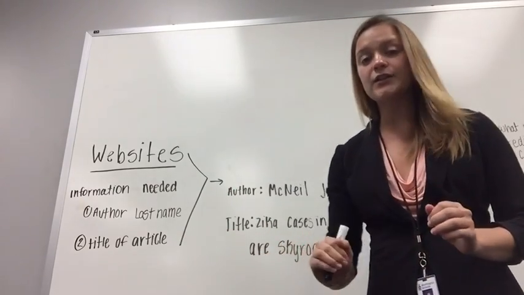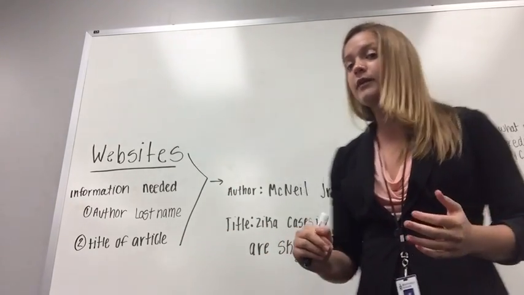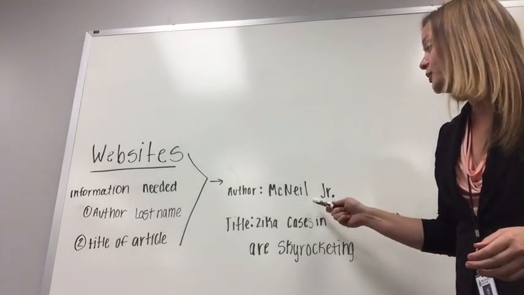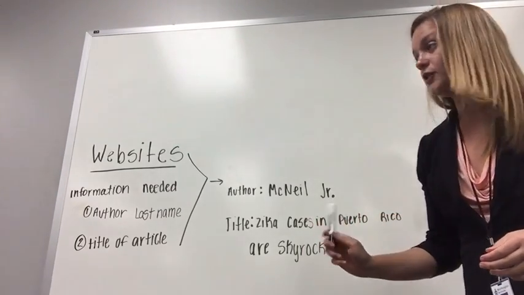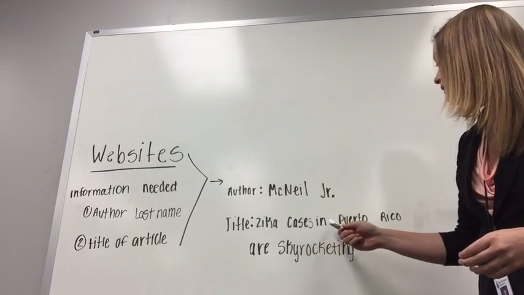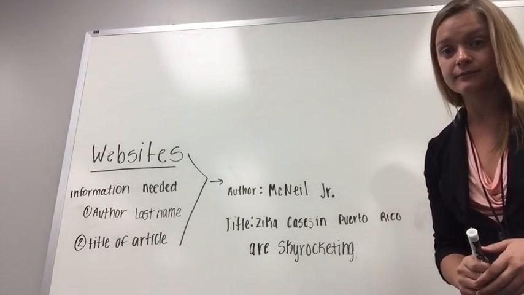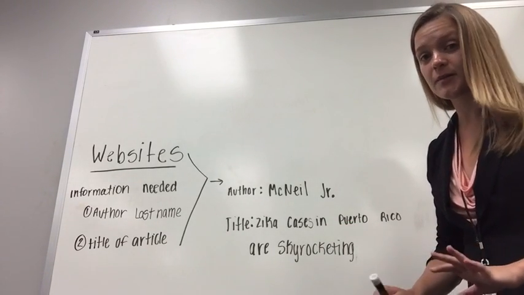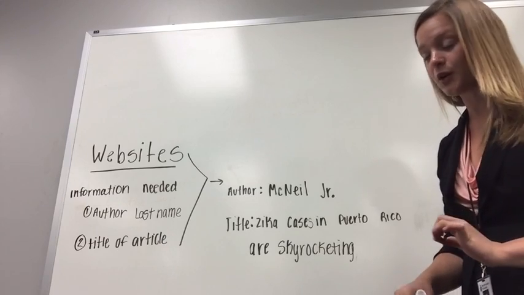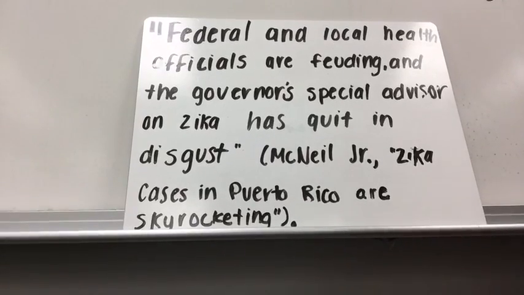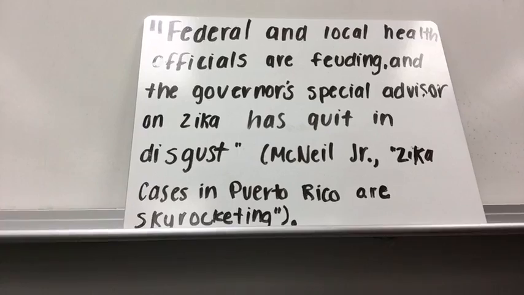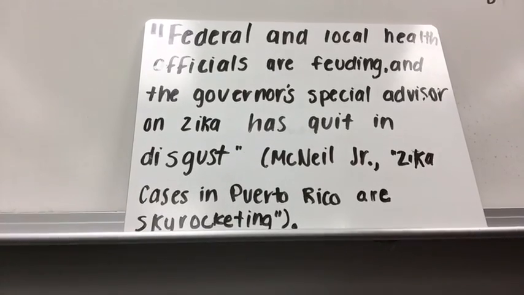So, I had a student who turned in an article where the author's last name was McNeil Jr., and the title of the article was "Zika cases in Puerto Rico are skyrocketing." That's it. That's all the information that this student needed to turn in her work. As a result, I had a student turn in this for her final piece.